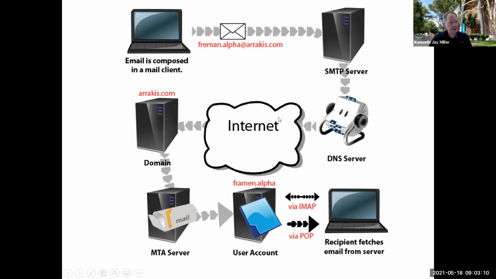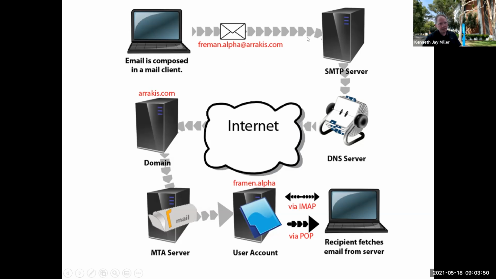So here's a good illustration where the email is composed in the email client. They address it to whoever they're sending it to. It goes to the SMTP server, which looks through the DNS server and figures out how to get to the domain. And then the domain sends it to the mail transfer agent that will send it to the user's email address and their account. And then the recipient will grab it from there, either with IMAP or POP. POP3 is the current one.